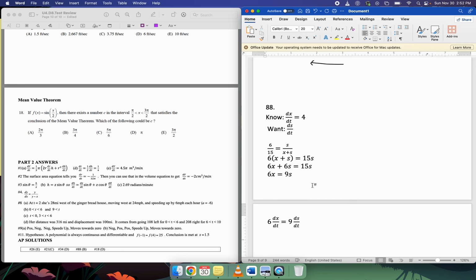Okay, 18, last problem, finally. f(x) is sine of x over 2. Then there exists a number c in the interval that satisfies the conclusion of the mean value theorem. Which of the following could be c?